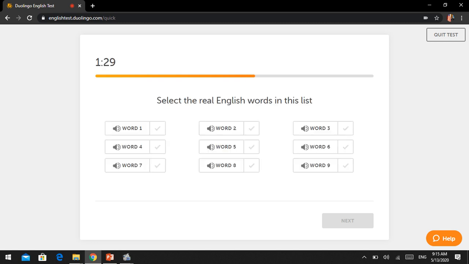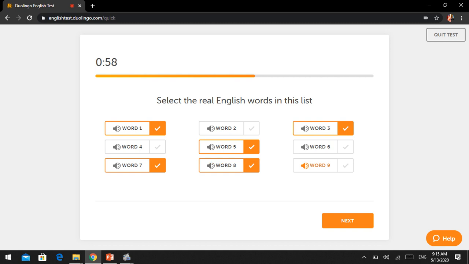Select the real English words in the list. Integrate. Sensibility. Devastating. Acquaintance. Pony. Yeah. My heart was in my throat because I knew what I was about to do.